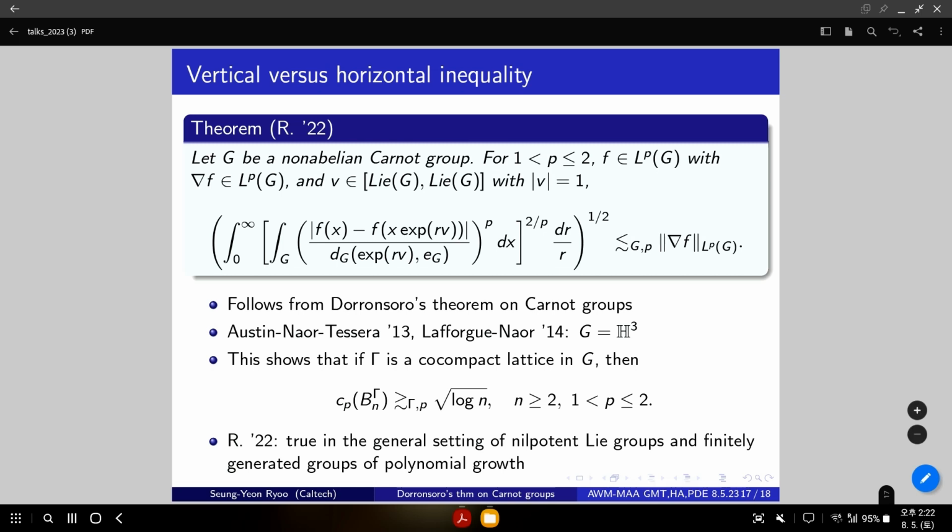And you can get the statement that if you have, say, Gamma, a co-compact lattice in G, then the Lp distortion of the ball of radius n in G has to be at least of the order of square root of log n. This might be a strong restriction because not every Carnot group has lattices, but this inequality and this quantitative bound on the distortion is actually true in the more general setting of nilpotent Lie groups and finitely generated groups of polynomial growth.